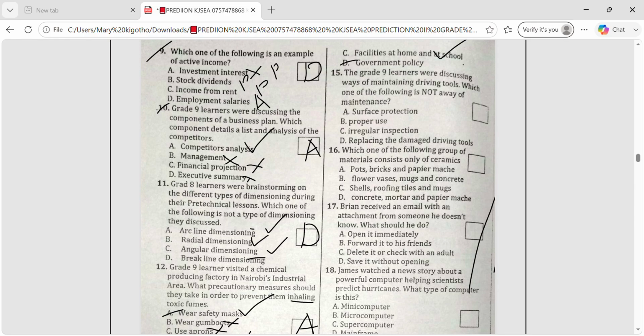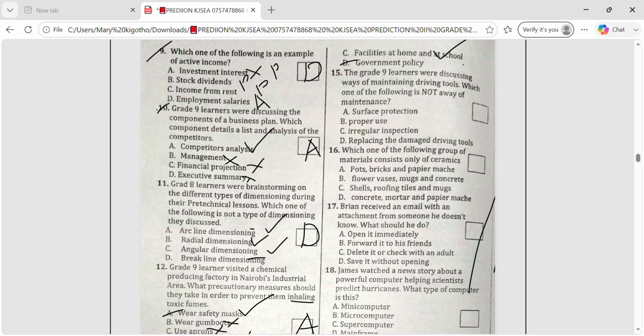The grade 9 learners were discussing ways of maintaining driving tools. Which of the following is not a way of maintenance? We have surface protection, proper use, irregular inspection, and replacing the damaged driving tools. So recall proper tool maintenance practices: surface protection, oiling, proper use, what.